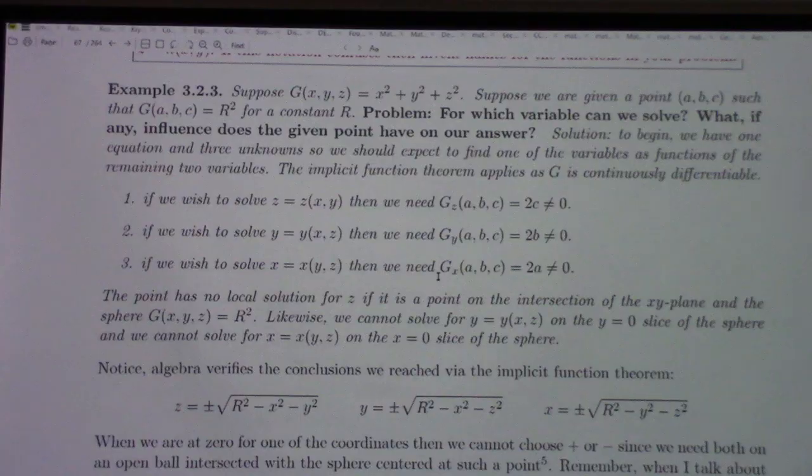So the implicit mapping theorem is extremely simple in the context of just one equation. We just look at partial derivatives with respect to the variables. If the partial derivative is non-zero with respect to that variable, we can solve for the remaining ones. That's the easiest version of this theorem, all right?